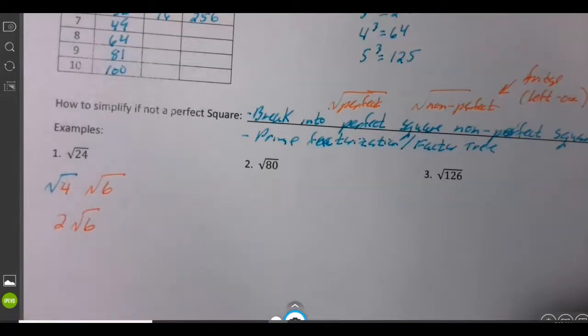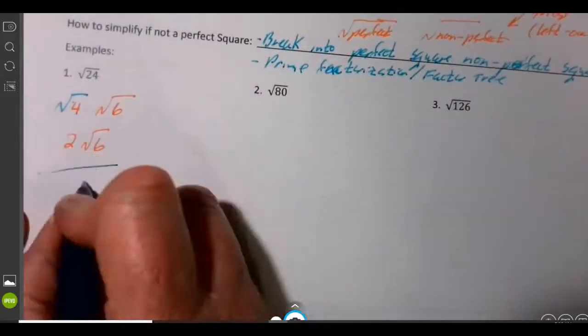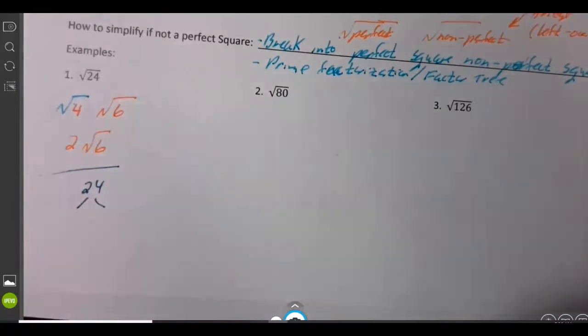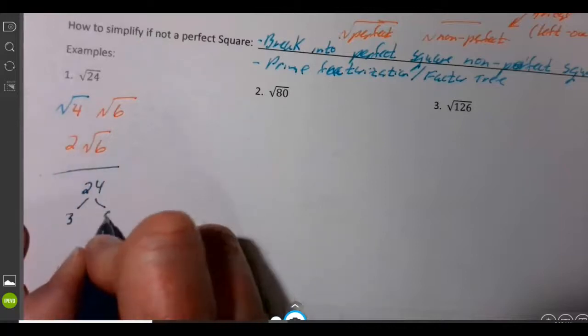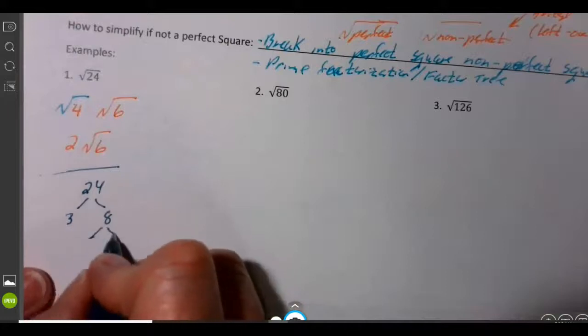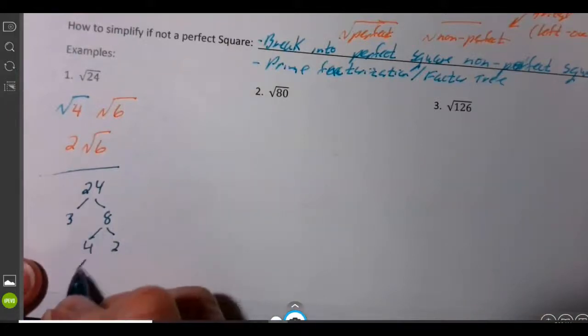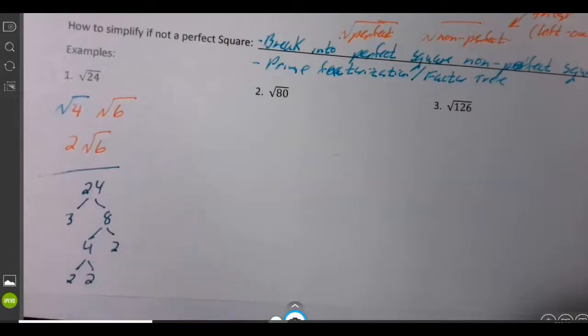The other way I can do that is I can break it down using a factor tree. So a factor tree, I break it into two things that multiply. And just to show you, it doesn't matter what you pick. Pick any two numbers that multiply to 24. So I'm going to pick 3 and 8. 3 is prime, leave it alone. 8 goes into 4 and 2. 2 is prime, leave it alone. 4 goes into 2 and 2.